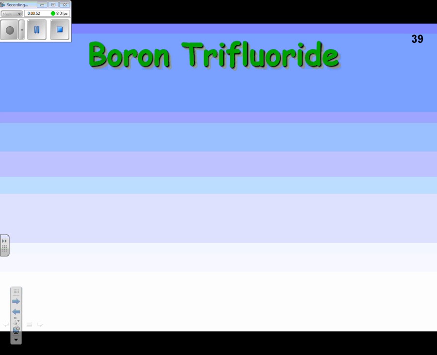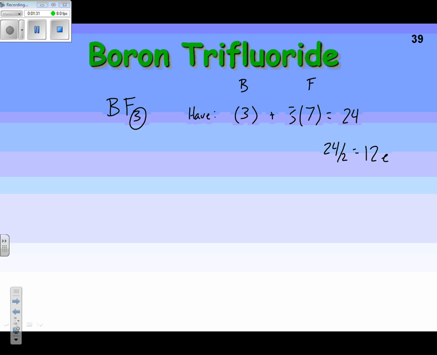So if we are dealing with the compound BF3, let's just look at half for my number of electrons. I have boron and fluorine. Boron has 3 valence electrons. Fluorine has 7, and in this particular compound, I do have 3 of those. So my total number of electrons is 21 plus 3, so that's 24. Half, divided by 2, is going to give me the number of electron pairs that I have to deal with.